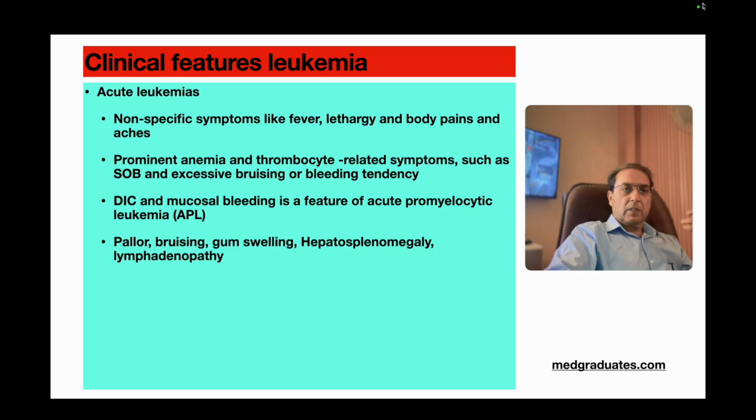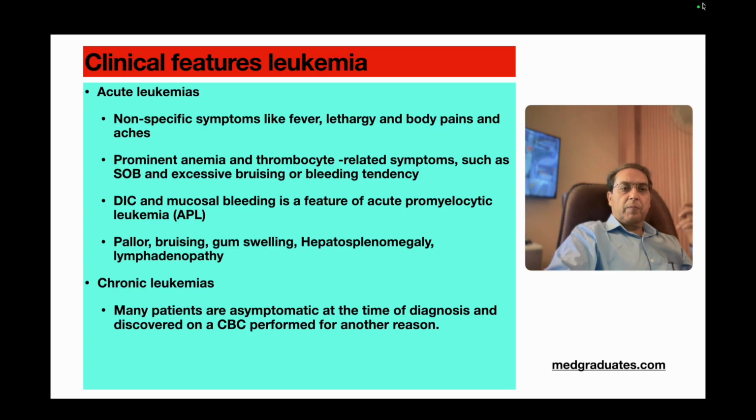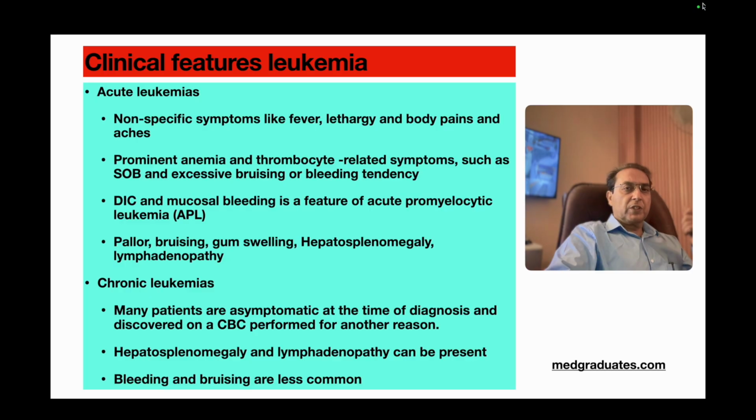While chronic leukemias present differently, they are indolent diseases. For example, many patients are asymptomatic at the time of diagnosis and they're discovered on a CBC to have a problem which is done for some other unrelated reason. There may be hepatosplenomegaly and lymphadenopathy, which may sometimes be the presentation. These patients have less bruising and bleeding tendencies.